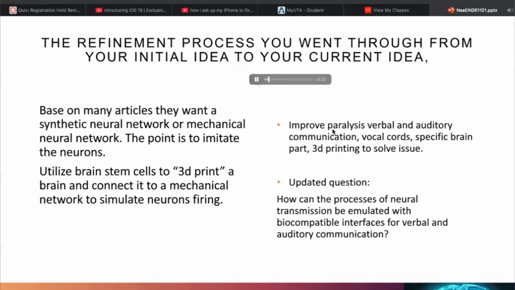The refinement process we went through from our initial idea to our current idea was doing deep research and making sure we understood the approach of our challenge. Based on research we did, we came up with a more clear and objective question, which then drove us to develop the idea of creating a cochlear implant, which serves as a listening mechanism inside the ear.